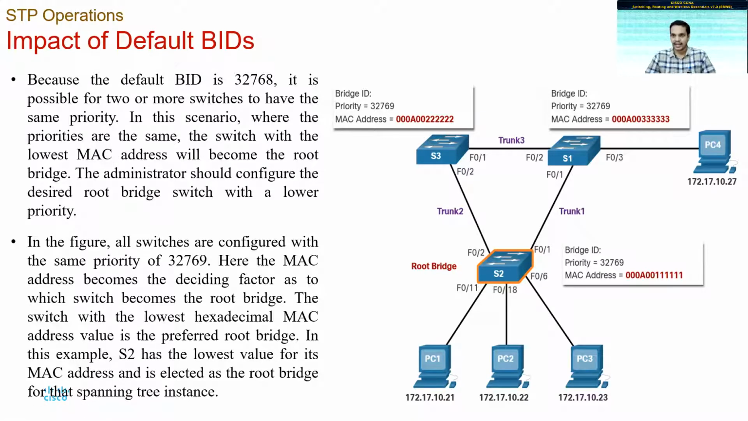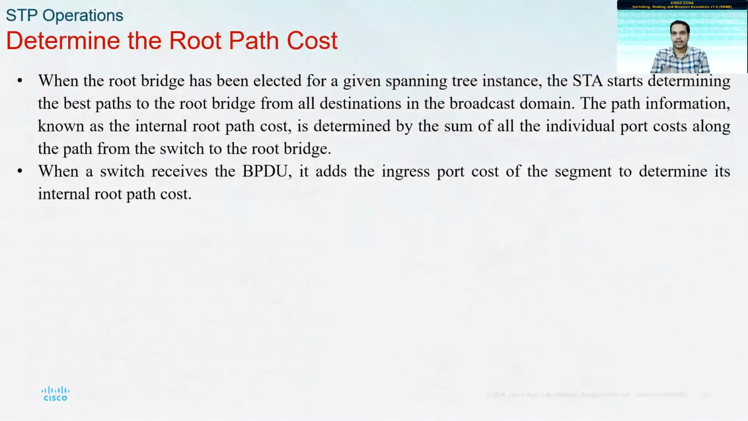So if you have a tie with the priorities, to break that particular tie, you select the switch with the lowest MAC address. Then once you finalize which switch is going to be the root bridge for this network, you have to go calculating your root path cost.